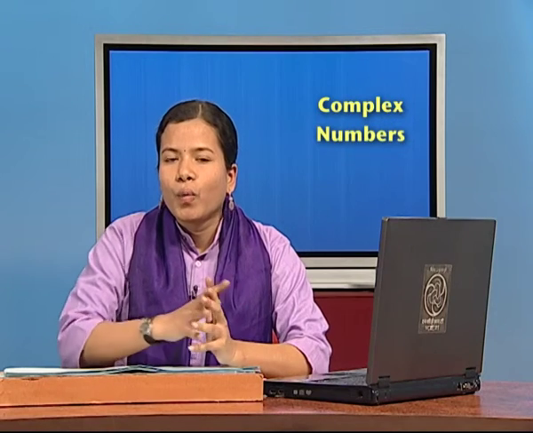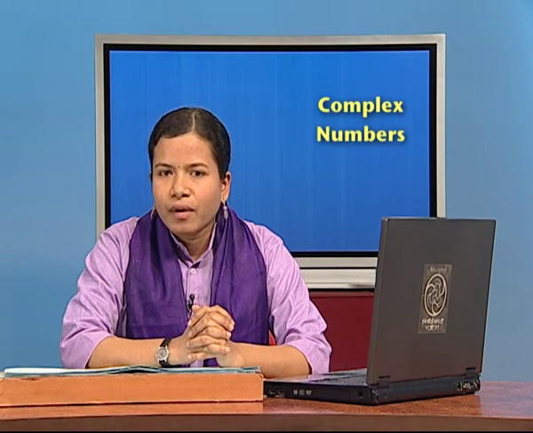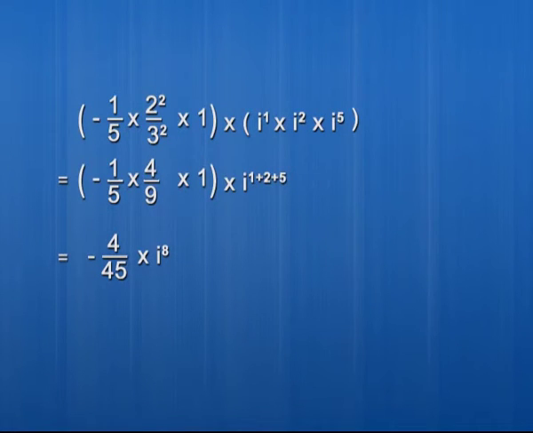Now, we know that the value of i to the power 8 is 1. So, here we will substitute the value of i to the power 8, and so this can further be written as the product of minus 4 by 45 with 1, which gives us the value minus 4 upon 45.